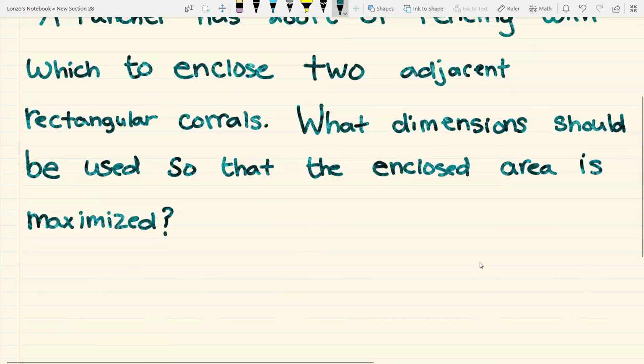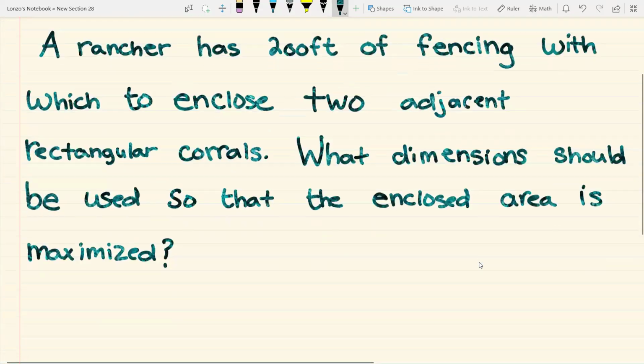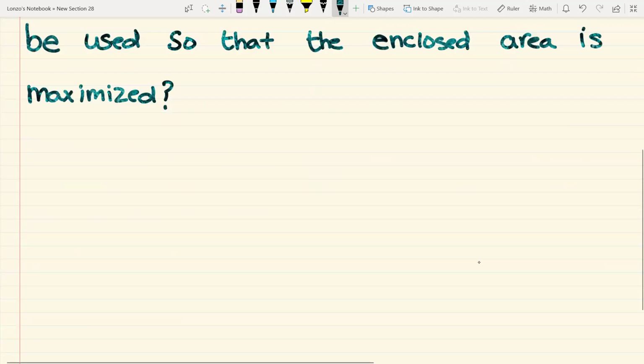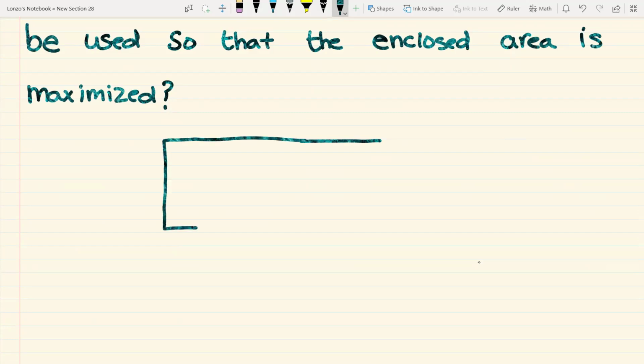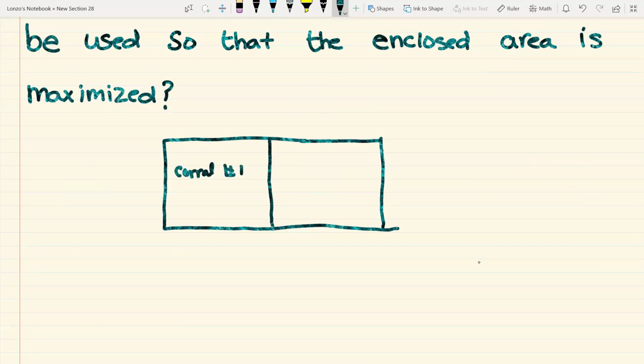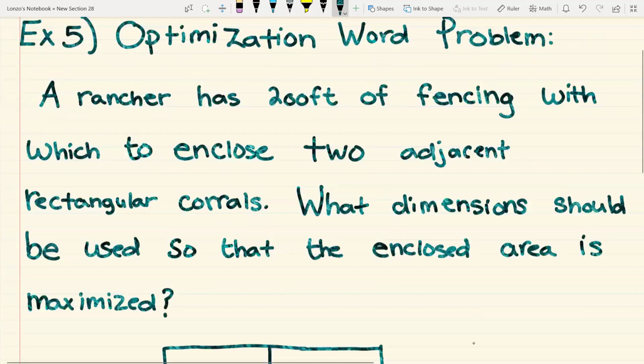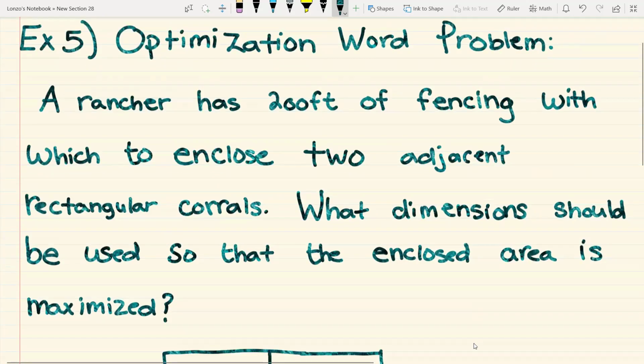So we have two rectangular corrals. What does that look like? It would look like this. You have a rectangle, right? And then it's split into two rectangular corrals. This would be corral number one, and then this would be corral number two. We're trying to find what dimensions would make the enclosed area maximized.